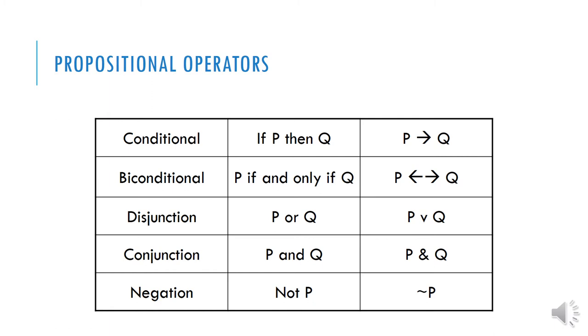The next operator is the double-sided arrow that represents a biconditional statement. Here we're saying P if and only if Q. Remember, with biconditional statements, both P and Q are necessary and sufficient of one another.